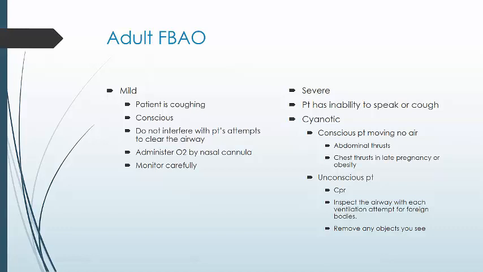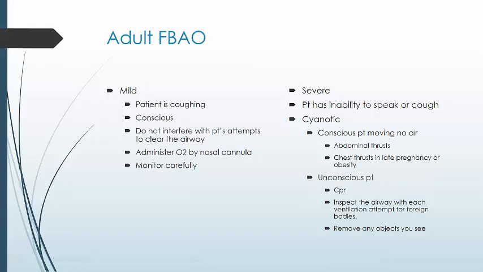Now, for a severe foreign body airway, these patients are the ones that can't talk, can't speak, and are not able to cough. Okay, they may look cyanotic. They're not going to be moving any air. So we're going to use repeated abdominal thrusts on these patients if they are conscious.